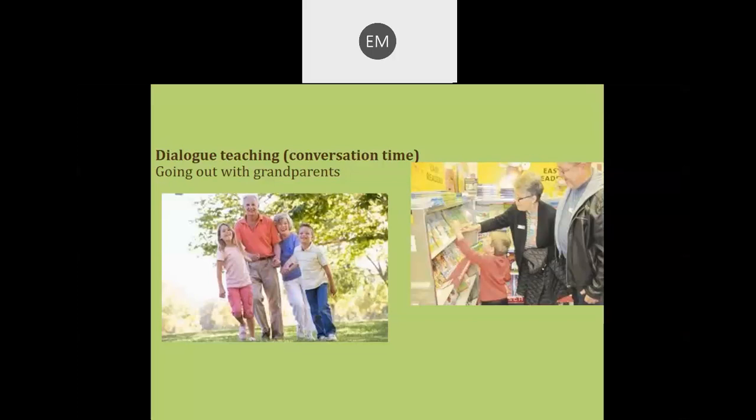Look at the second picture. What can you see in the second picture? Where are they? They are at a bookshop. Bookstore. Yes, I think it's a bookstore. It looks like a bookstore. Is it? Yes, they go shopping. They go shopping.